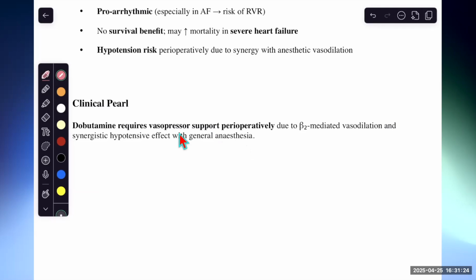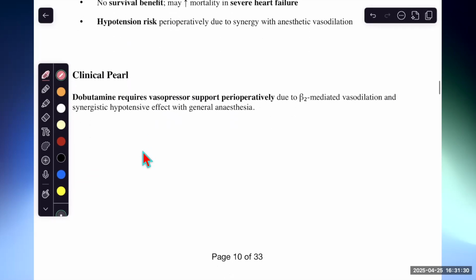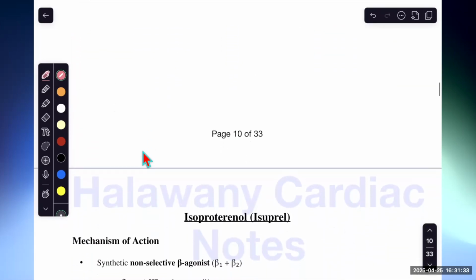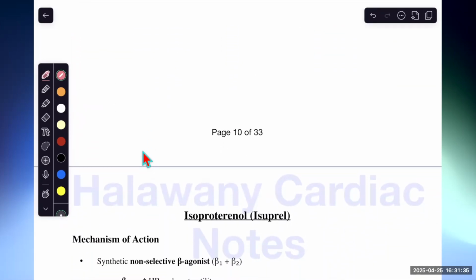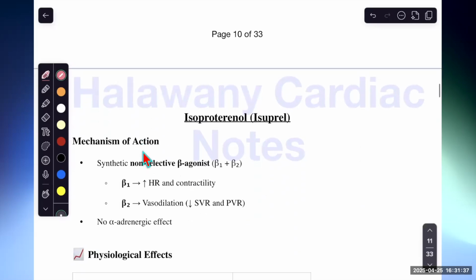This is the one I was telling you about. If you're going to use it, especially in an anesthetized patient, you will need a vasopressor. Usually we start with noradrenaline, especially if the dobutamine is in high dose.